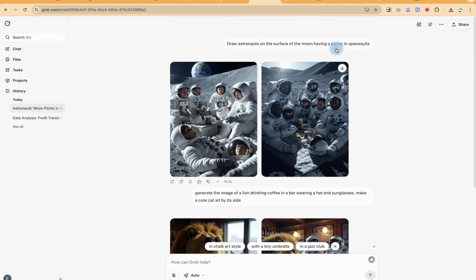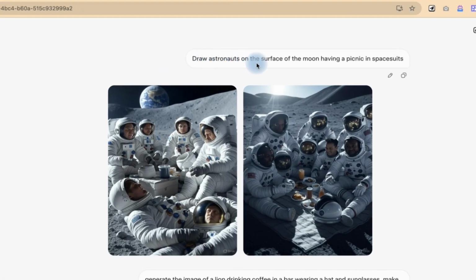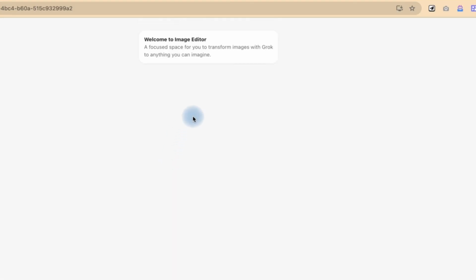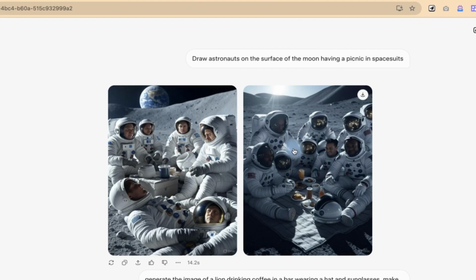In this video, I'm going to show you how to generate images from text using Grok AI. Okay, so let's say I'm on my Grok and I have just prompted this prompt: draw astronauts on the surface of the moon having a picnic in space suits. Okay, so take a look at what it has generated for me within just 14 seconds. Let's take a look at what it has generated.